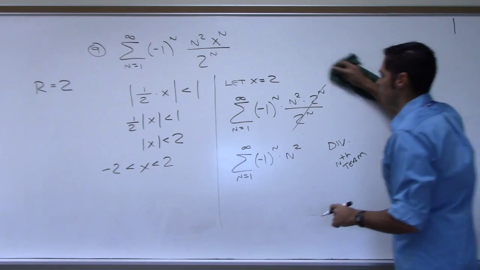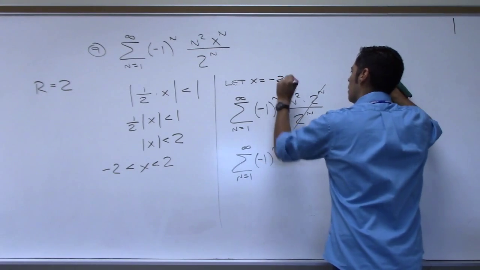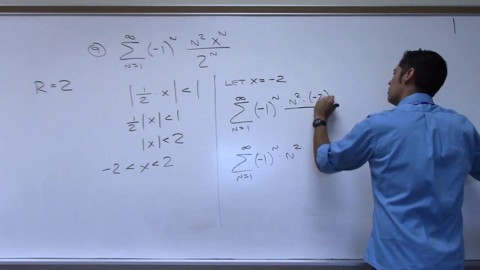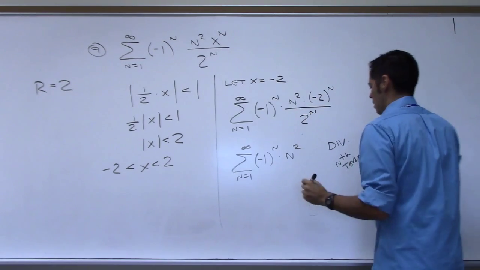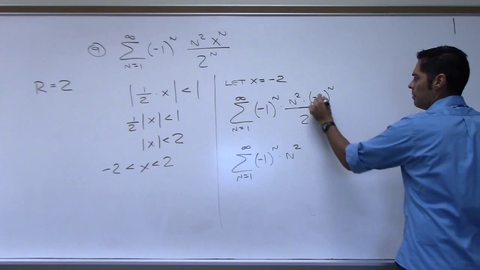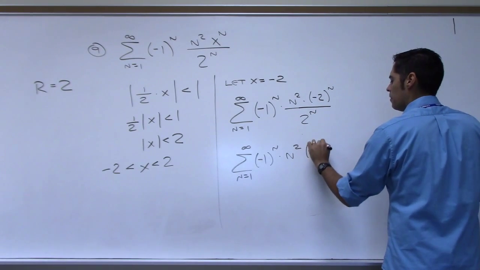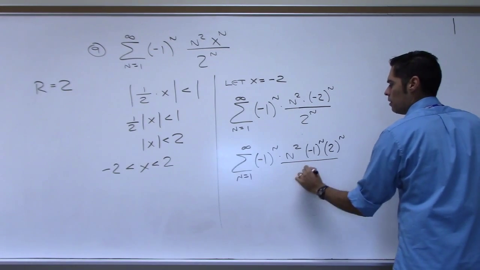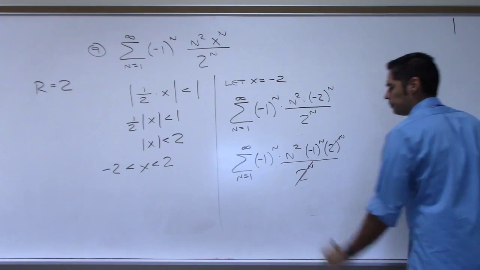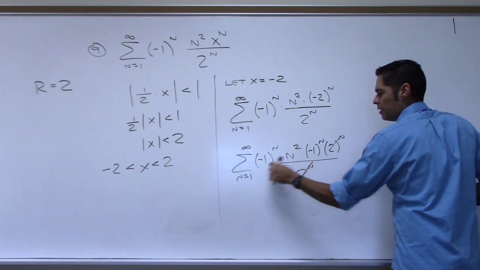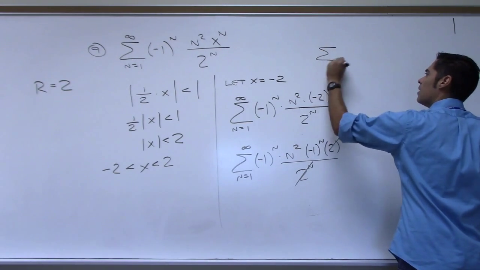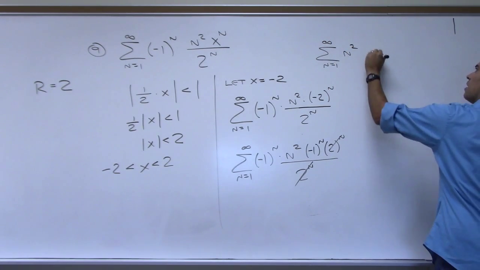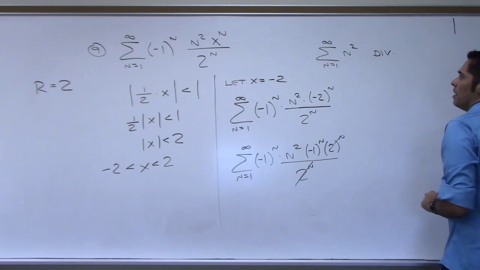Now, if I try negative 2, then what changes here, negative 2 to the n over 2 to the n. So I have to do a little bit of work here. I'm just going to peel off a (-1)^n, 2^n, that's just this, over 2^n, and these cancel. And then when I put this and this together, I just get a 1. So I have sum n equals 1 to infinity of n squared. And of course, this diverges also by the nth term test.